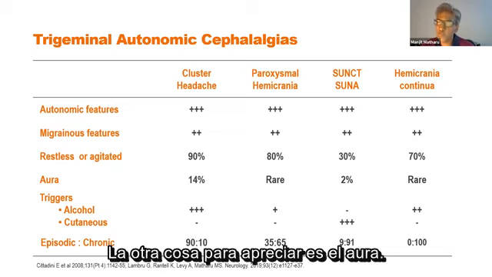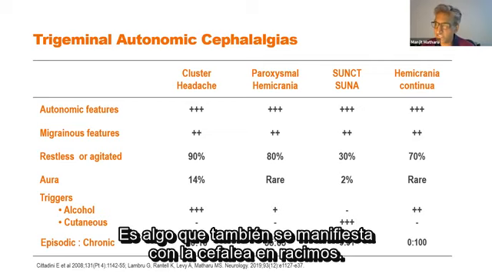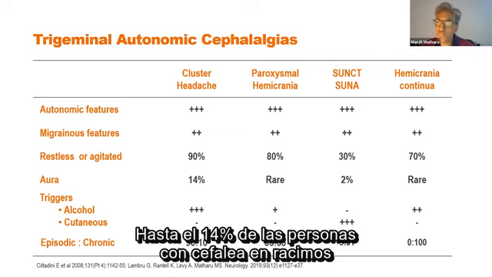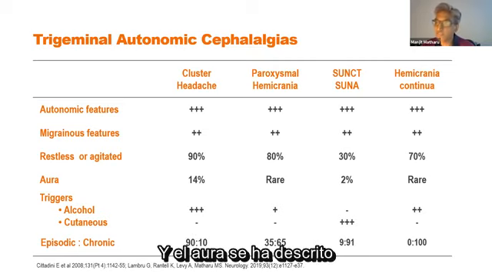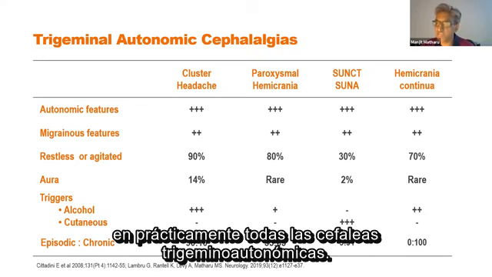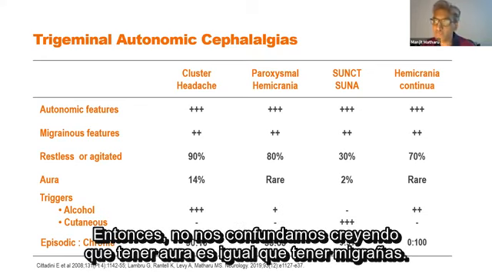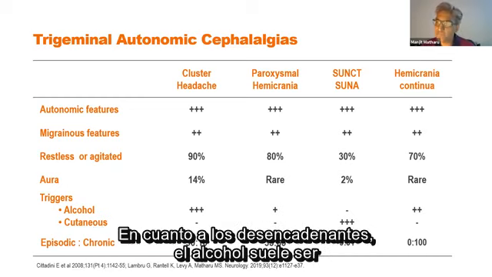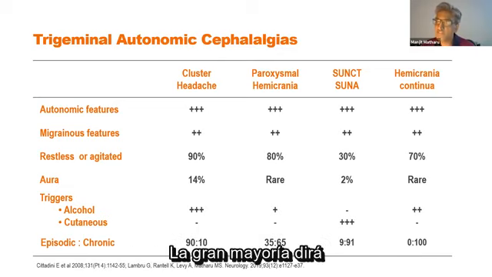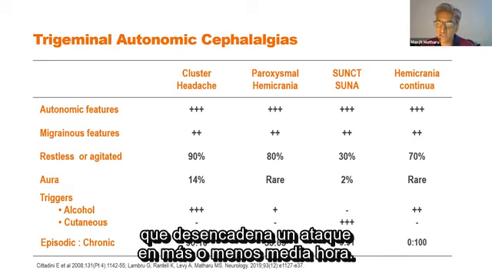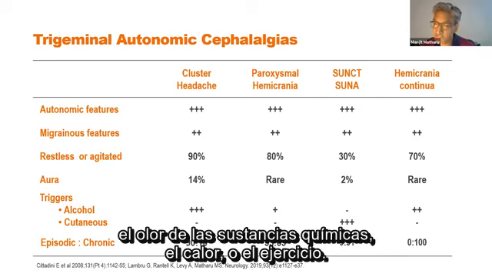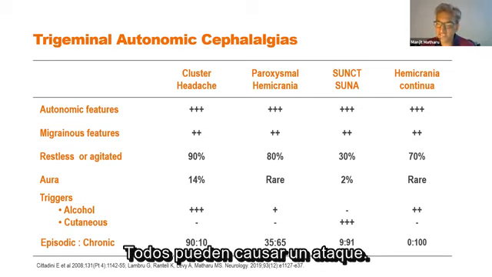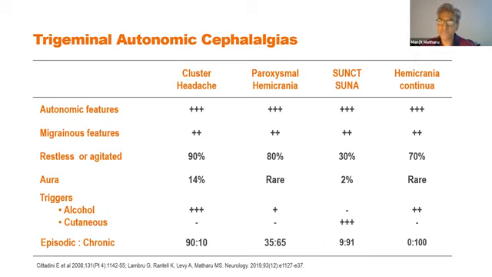The other thing to appreciate is that aura also goes with cluster headache. While aura tends to be very common in migraine, up to 14% of people with cluster headache will get a typical migrainous aura, and aura has been described with pretty much every other trigeminal autonomic cephalalgia. So don't be misled into believing that aura equates to having migraine. In terms of triggers, alcohol tends to be a prominent trigger in about 70% of the patients. The vast majority will say that it triggers an attack within half an hour or so. Other prominent triggers that one needs to be aware of are smell of chemical substances, a warm environment, or exercising, which can all bring on an attack.